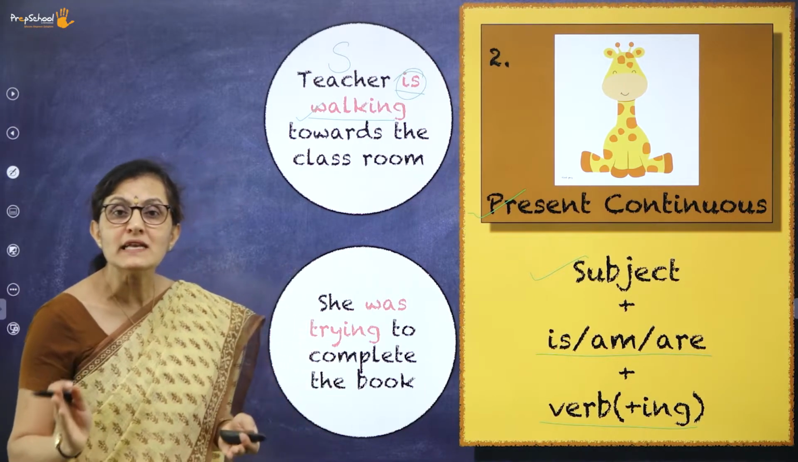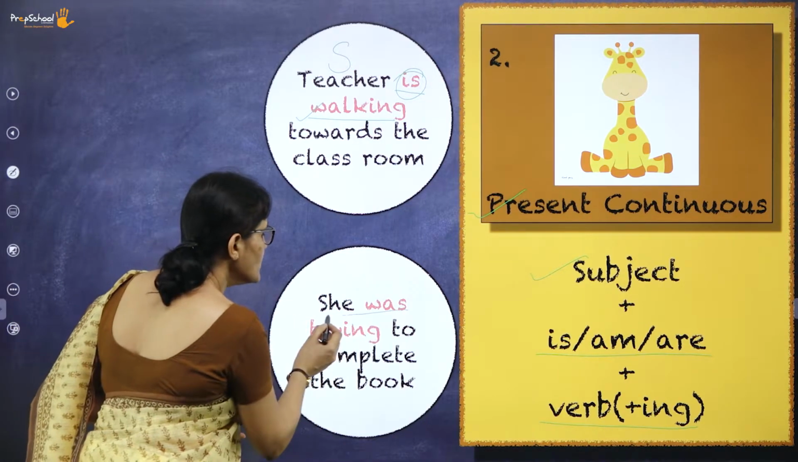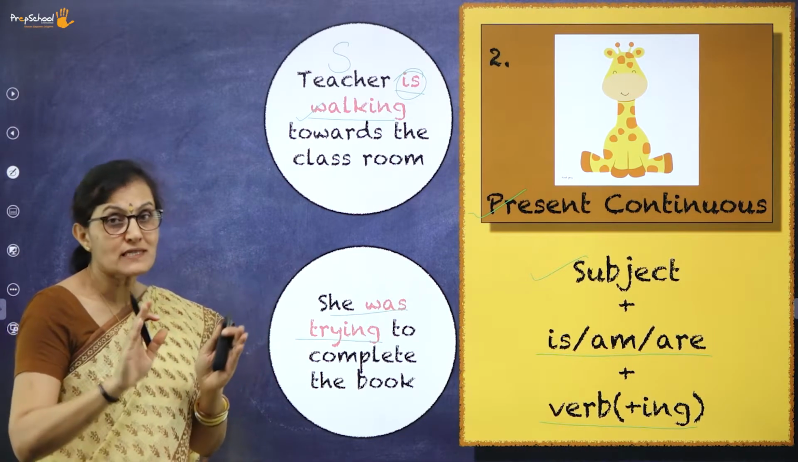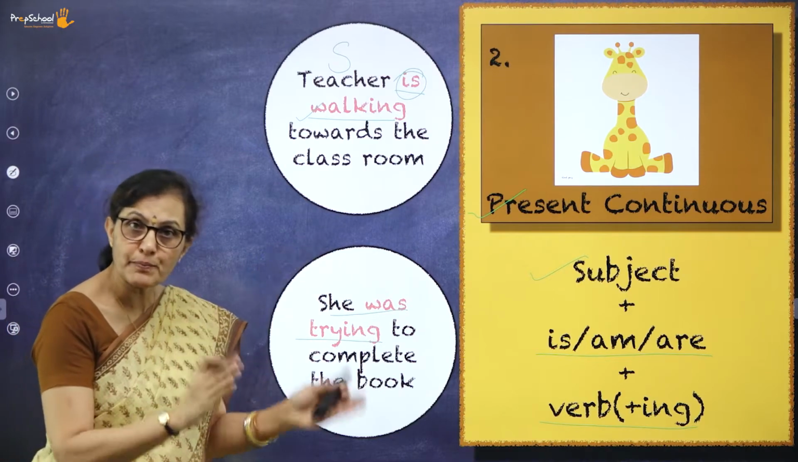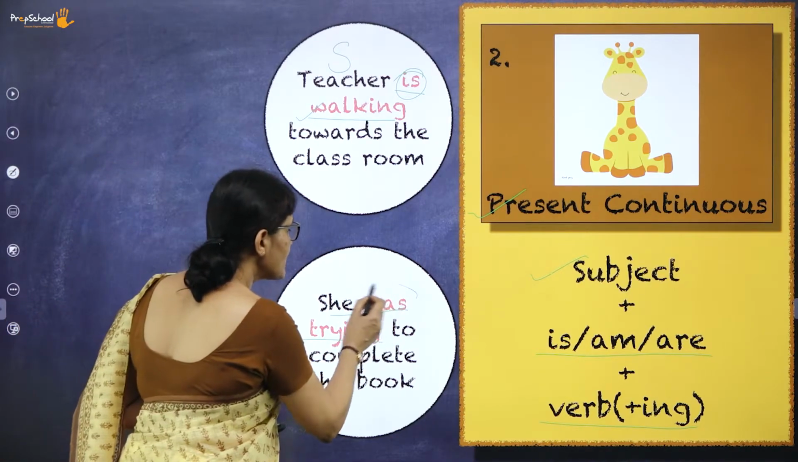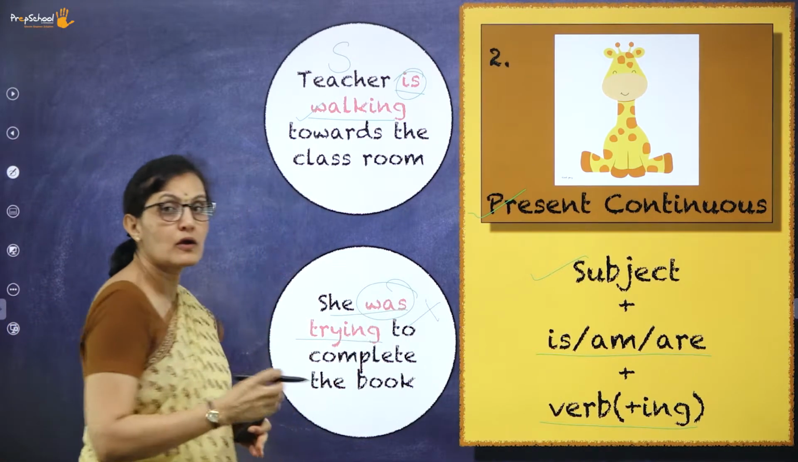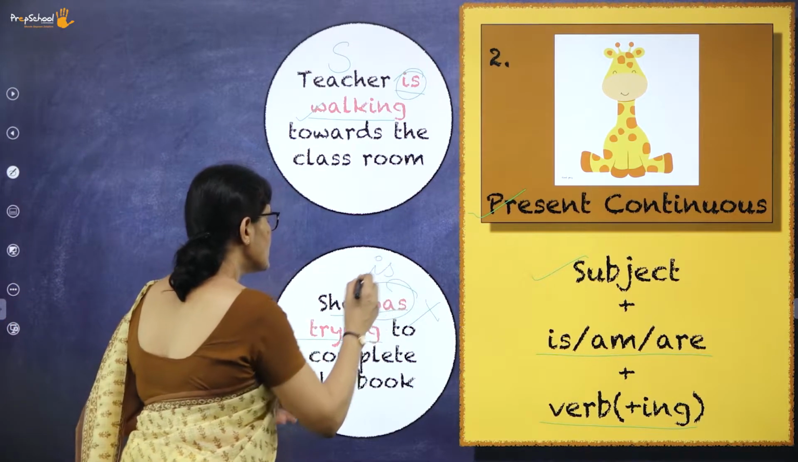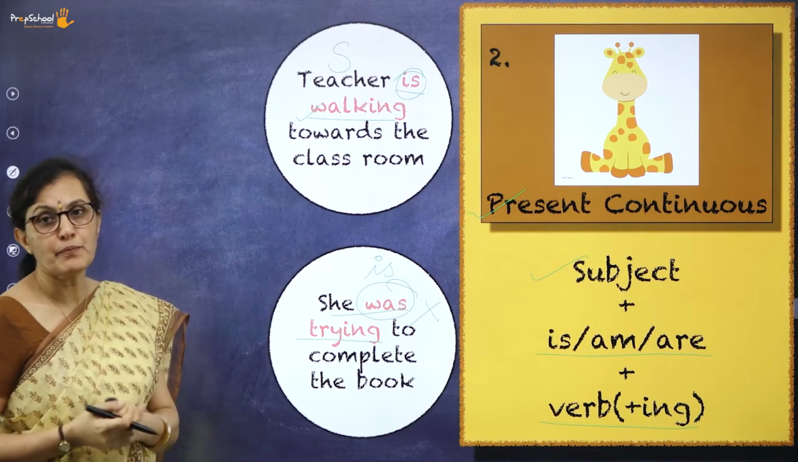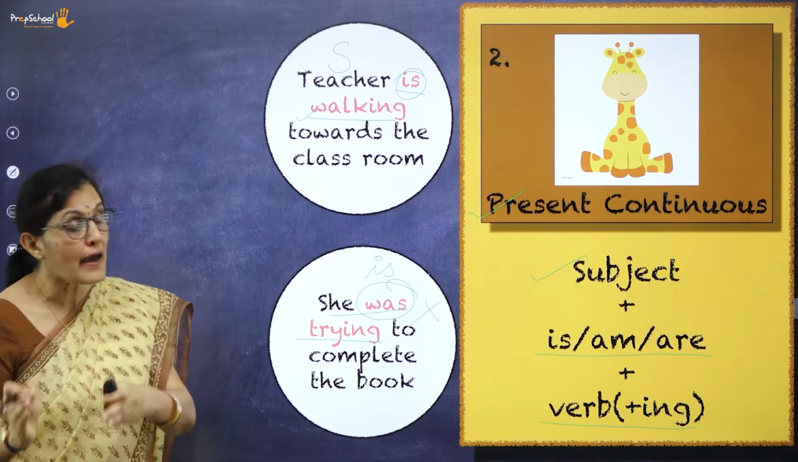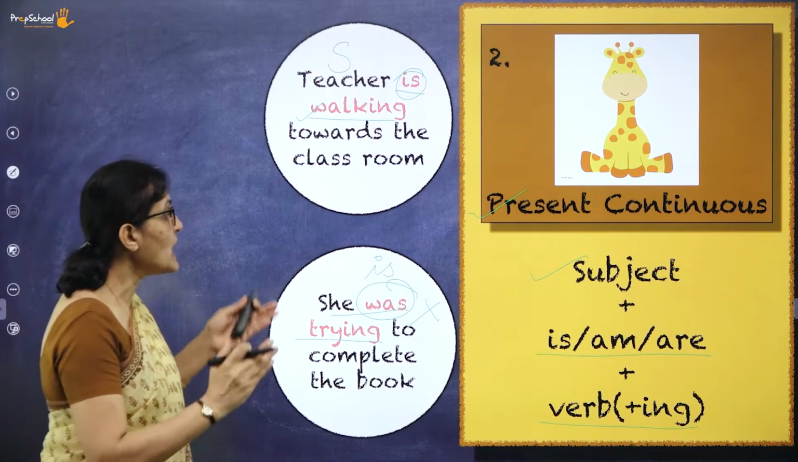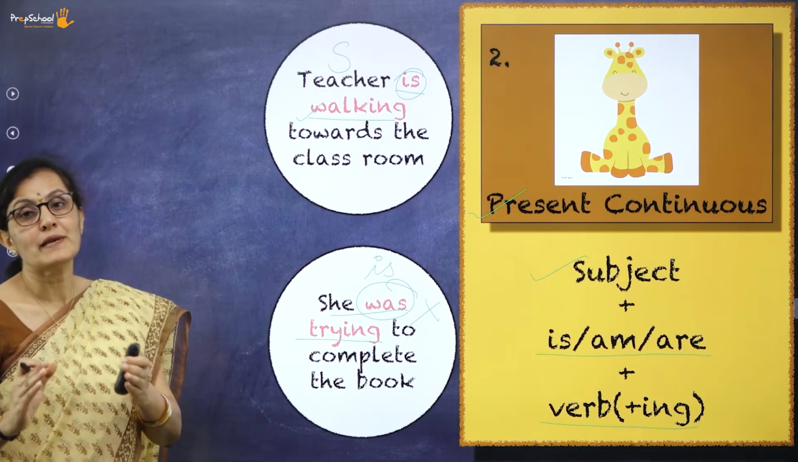So when you look at the next example, was trying. Is it correct? When I say was, it is past, isn't it? It is not present. So this is completely wrong. What should you say? You should say, she is trying to complete the book, or I am trying to complete the book, or we are trying to complete the book.